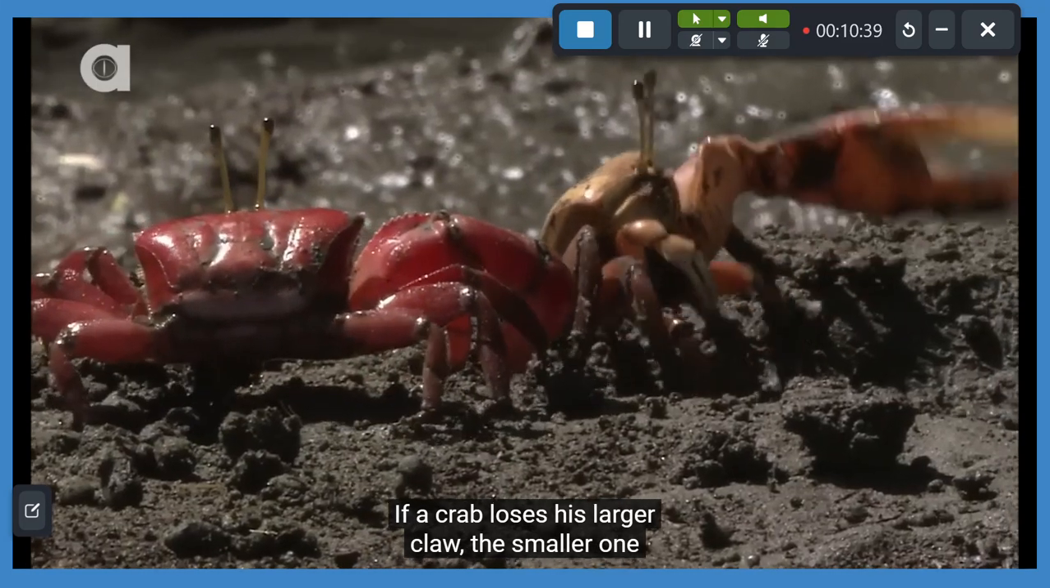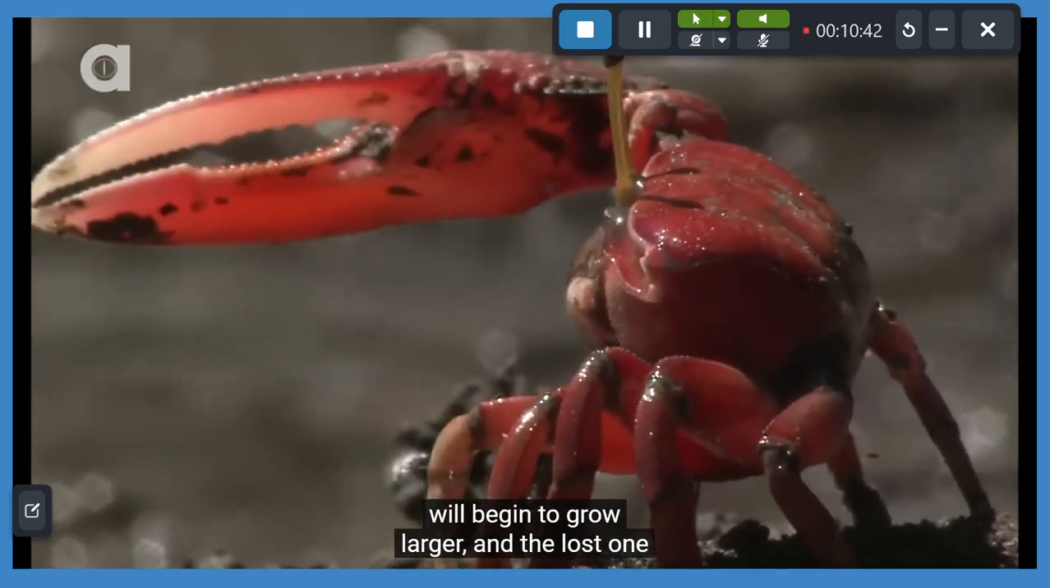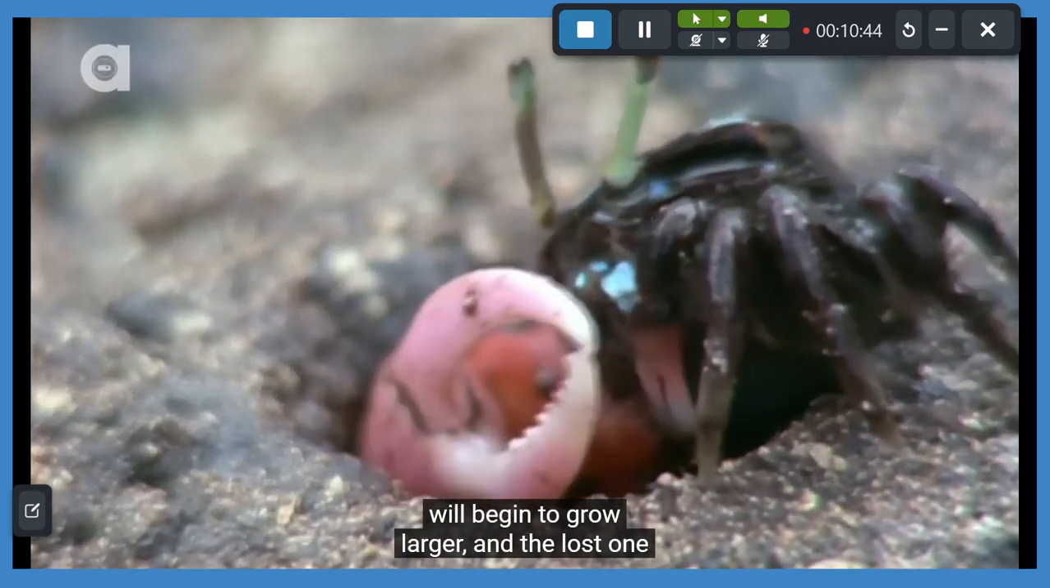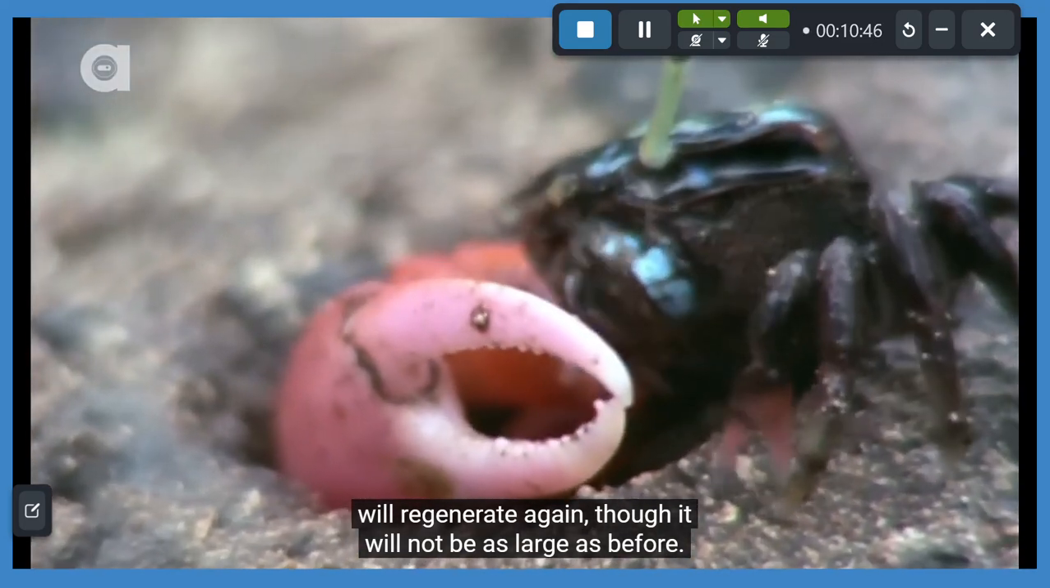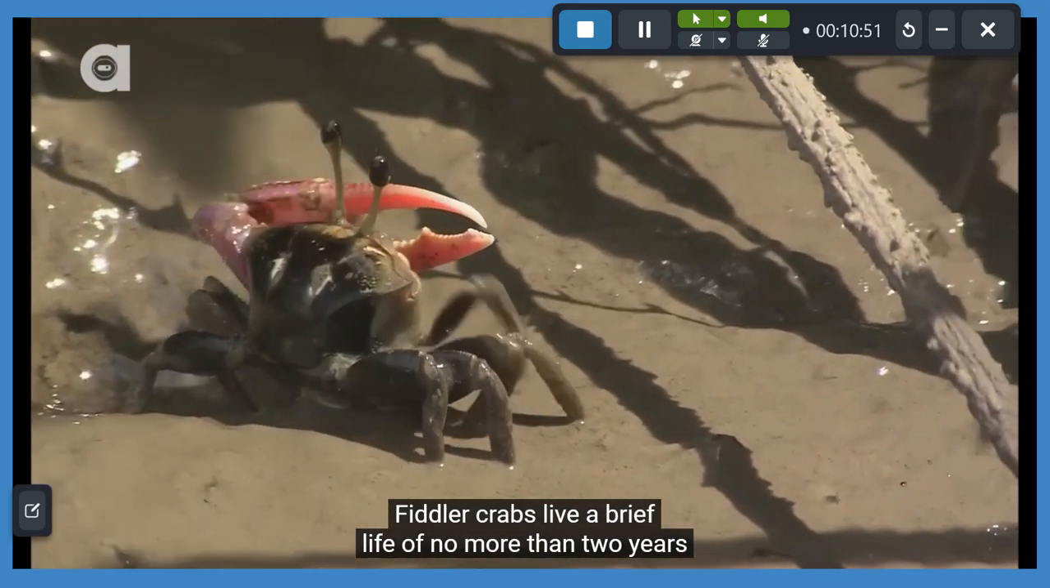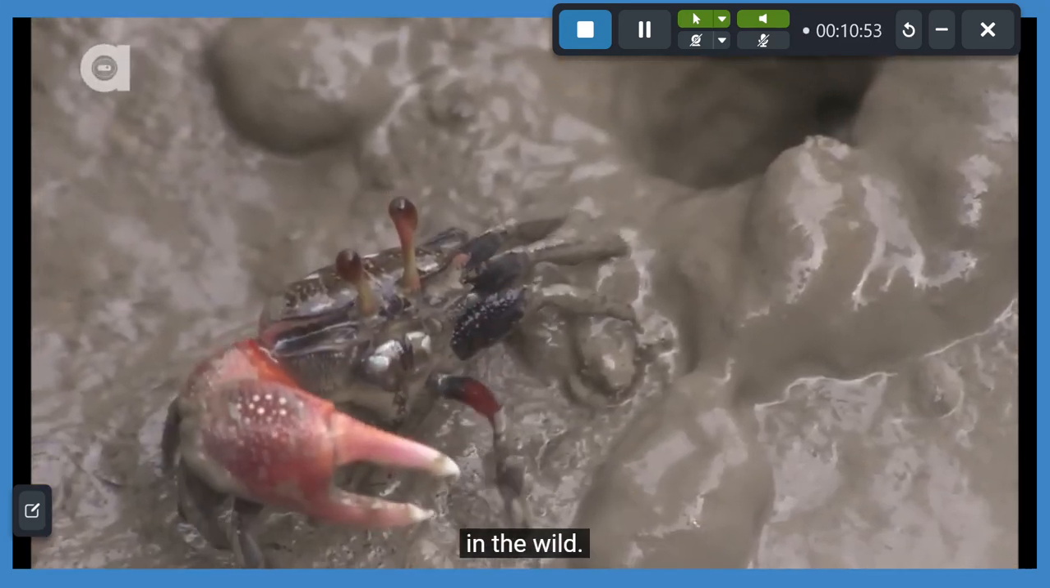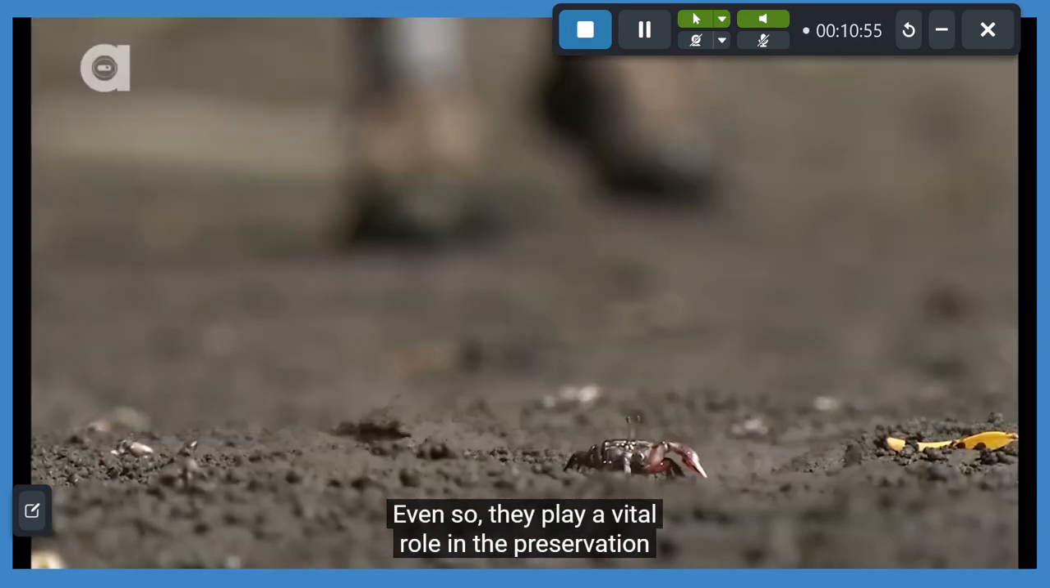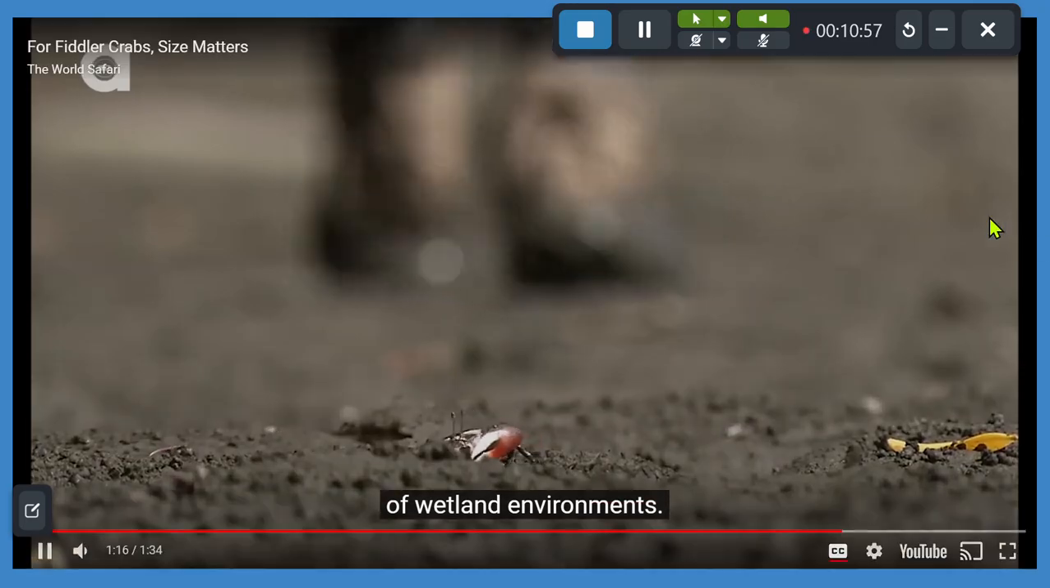If a crab loses his larger claw, the smaller one will begin to grow larger, and the lost one will regenerate again, though it will not be as large as before. Fiddler crabs live a brief life of no more than 2 years in the wild. Even so, they play a vital role in the preservation of wetland environments.